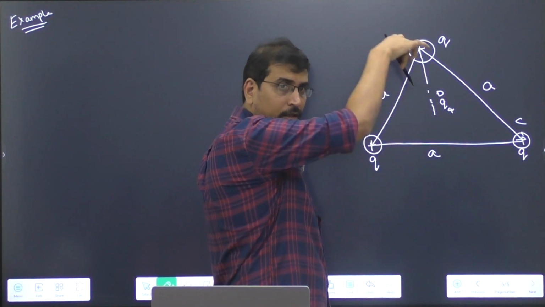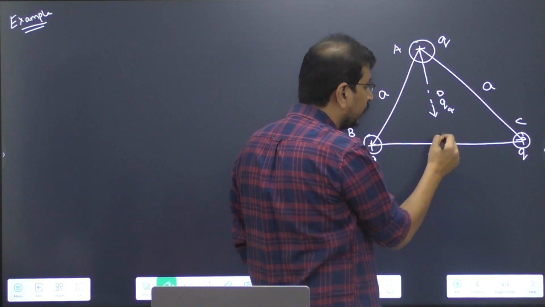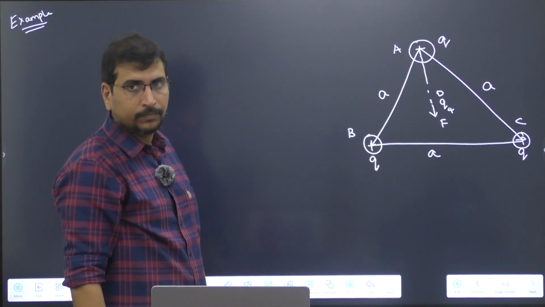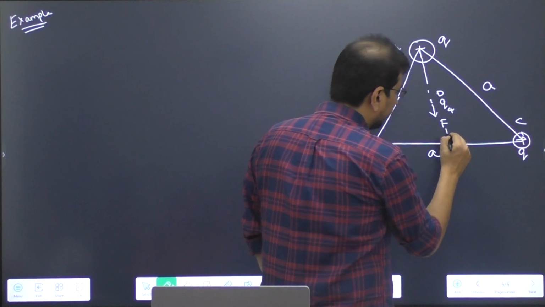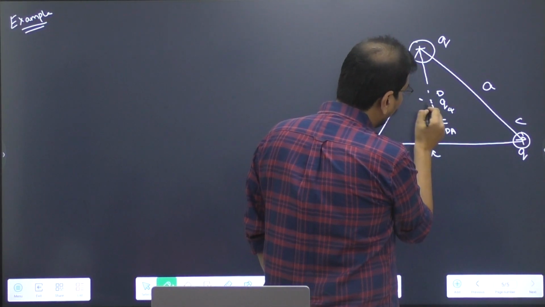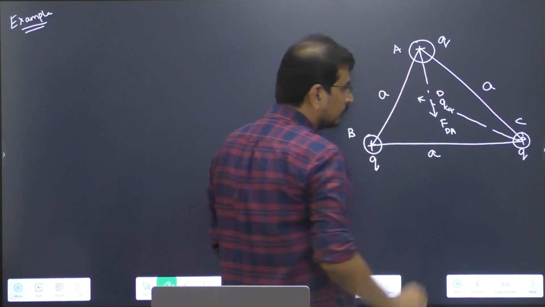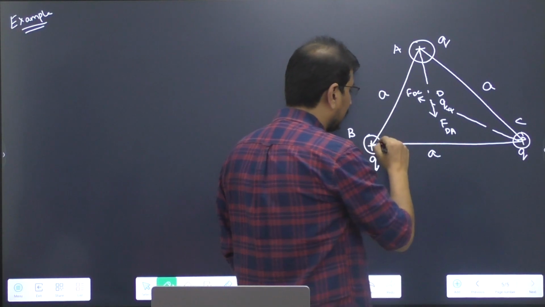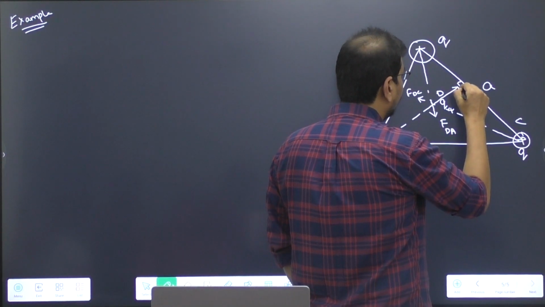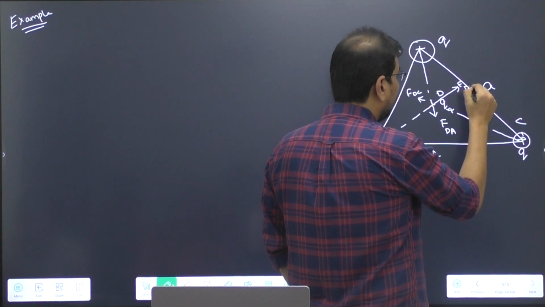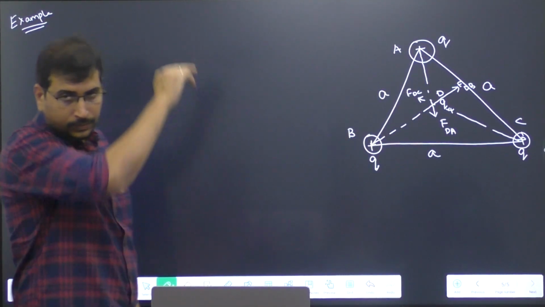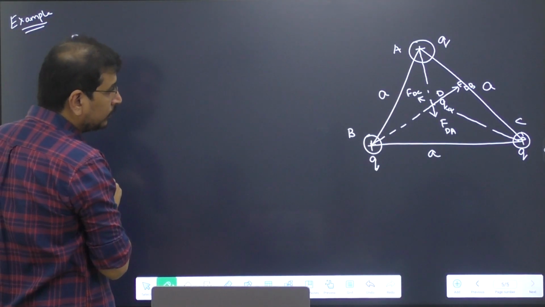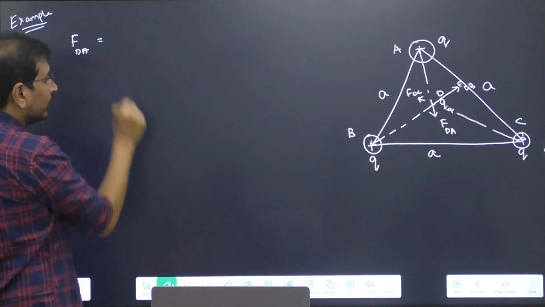Along the line joining, in the downward direction. So what is the notation you are going to give to it? Give it in terms of A and D: F_DA. Similarly, what about this? F_DC. Similarly, what about this? F_DB. Now, if I write the expression for F_DA, then what is the answer going to be?